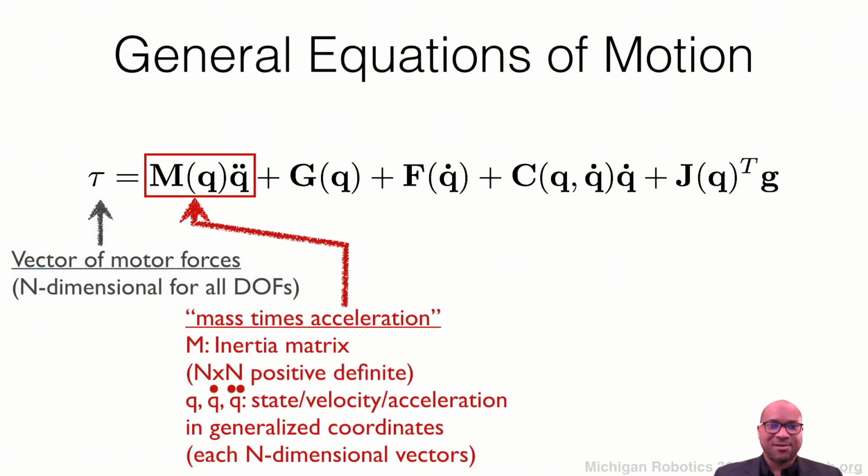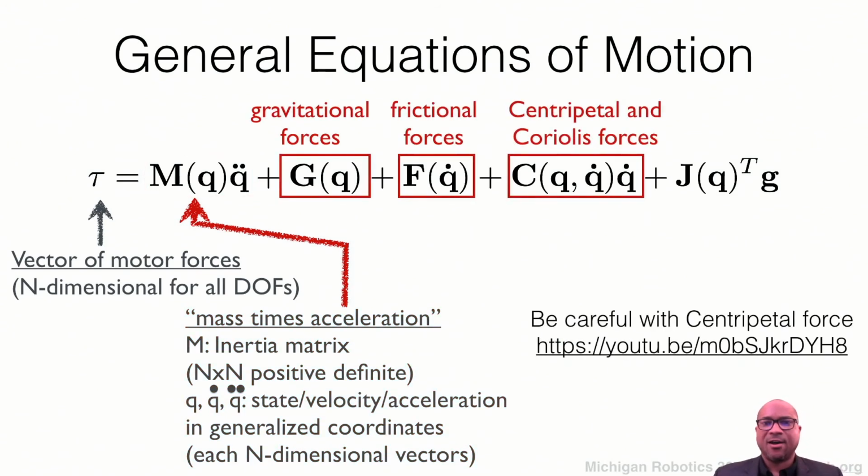Force equals mass times acceleration now becomes an inertia matrix M, which is a function that depends on the current state of the robot. And so that inertia matrix multiplies the acceleration of our degrees of freedom, Q double dot. That represents mass times acceleration.